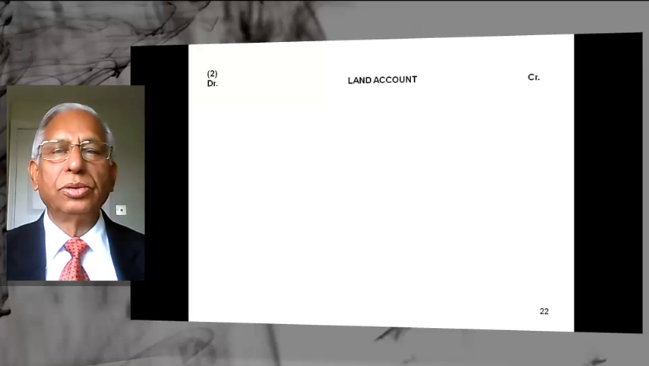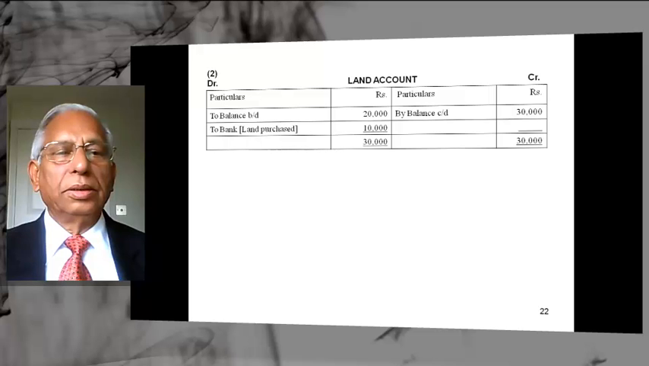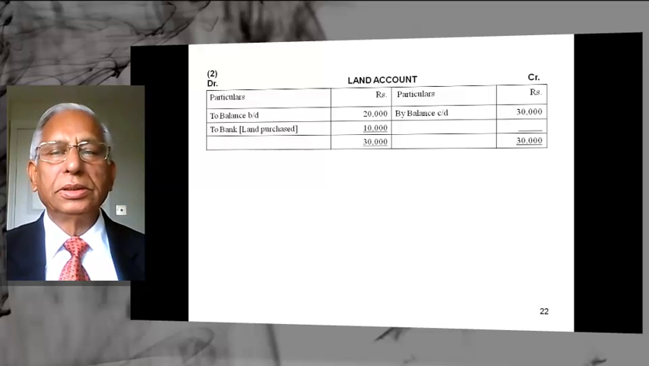Now see working note 2, land account. This will show you balance in the beginning was 20,000 rupees. Closing balance is 30,000 rupees. It means this difference of rupees 10,000 is on account of purchase of land during the year.